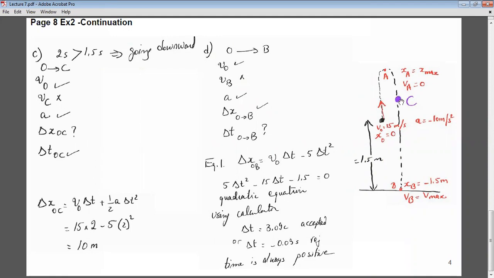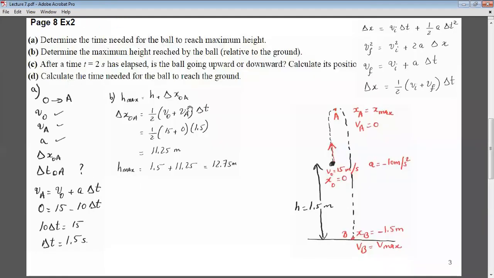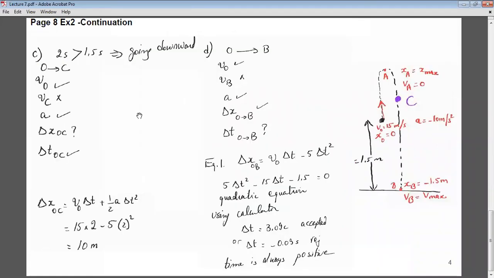Let's call this point C, because they're asking me questions about point C. Calculate its position. So I need to get delta XOC. So what do I know from O to C? I know that VO is given, 15 meters per second. I don't know VC. I know that the acceleration is minus 10. I don't know delta XOC. This is my question. And I know delta TOC, which is 2.